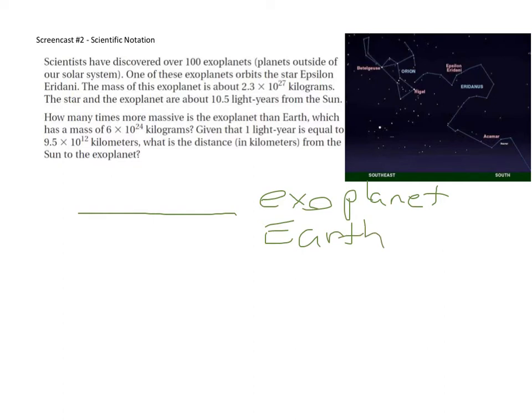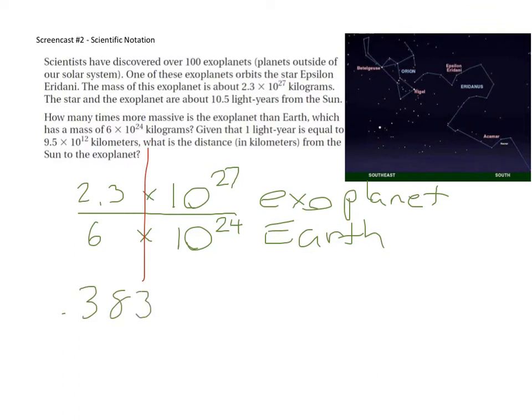So let's do that. The exoplanet's mass is 2.3 times 10 to the 27th kilograms, and Earth's mass is only 6 times 10 to the 24th power kilograms. All right, so we need to divide this. Remember, whenever you're dividing numbers in scientific notation, think of it in terms of parts. There is no need to look at it all as its whole. We have the left part, which is 2.3 divided by 6, which is 0.383 repeating. Feel free to confirm that using a calculator if you wish.